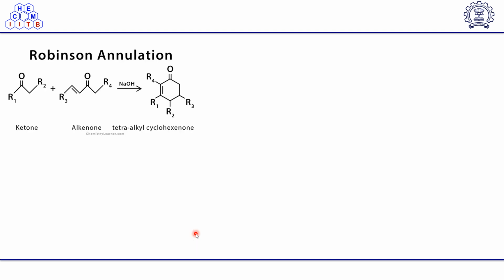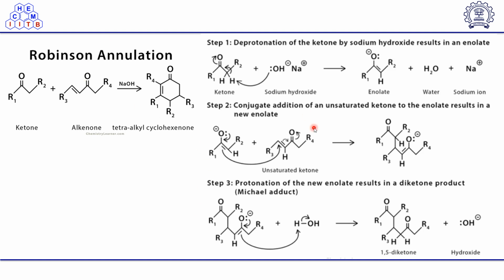Now the next reaction is Robinson annulation. This also I am not going into details because we have already discussed this. The basic mechanism is enolate formation, then Michael addition, followed by aldol condensation.